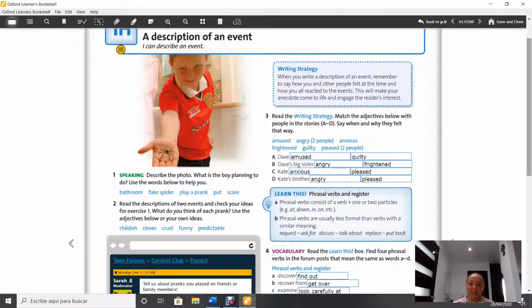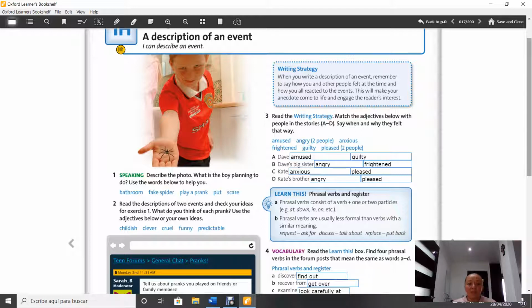Okay, for example, I can imagine that the boy is going to put the spider in the bathroom. He is going to put the fake spider in the bathroom because he wants to scare his sister. Okay, he wants his sister to be scared, maybe. Okay, so please, I want you to write your sentence there about what do you think he's going to do. What do you think he's planning to do?